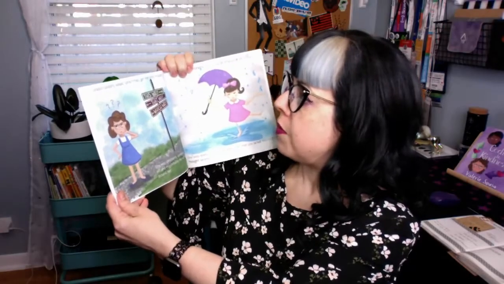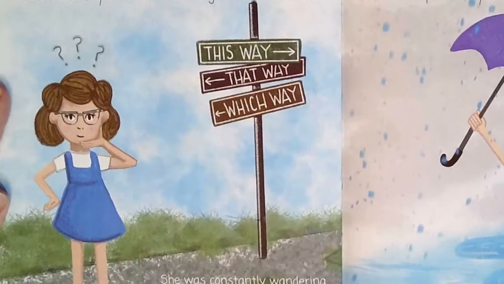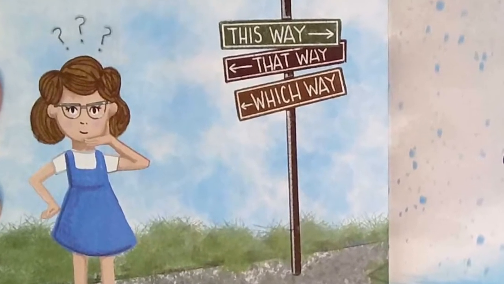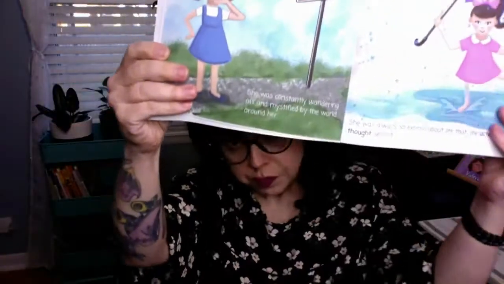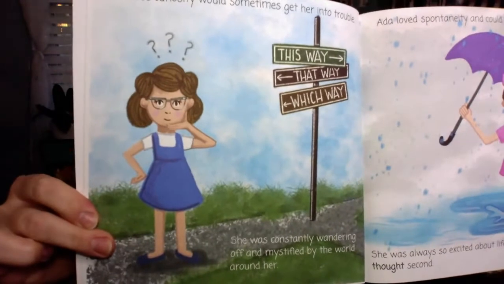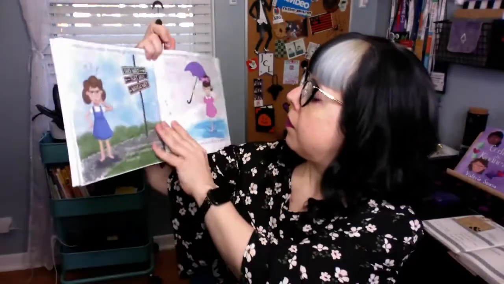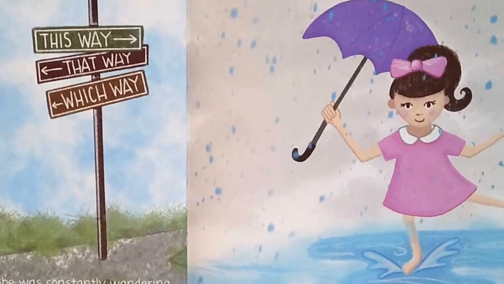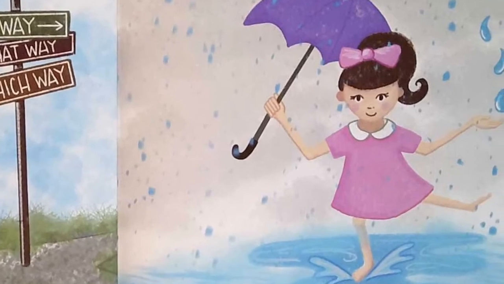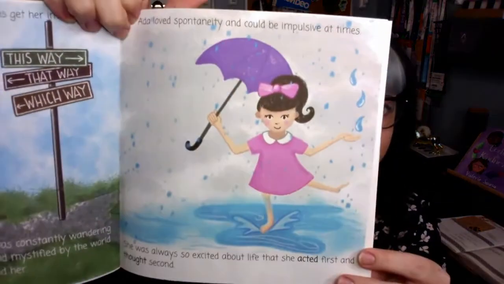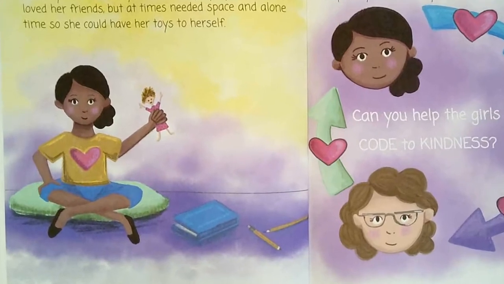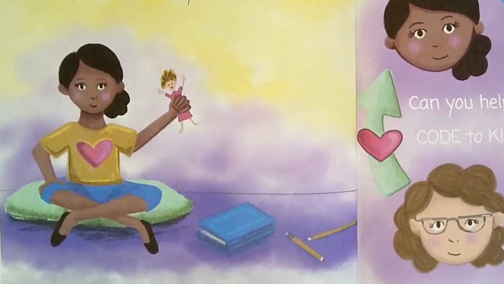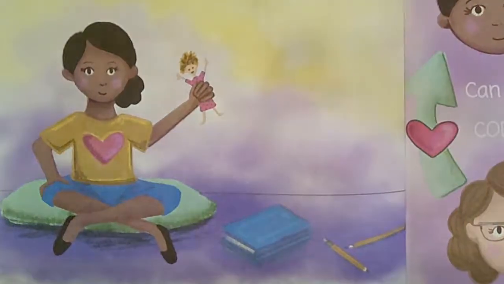Grace's curiosity would sometimes get her into trouble. She was constantly wandering off and mystified by the world around her. This is Grace. Ada loved spontaneity and could be impulsive at times. She was always so excited about life that she acted first and thought second. That's Ada. And my favorite, Dorothy. Dorothy was often shy and liked to play by herself. She loved her friends, but at times needed space and alone time so she could have her toys to herself.